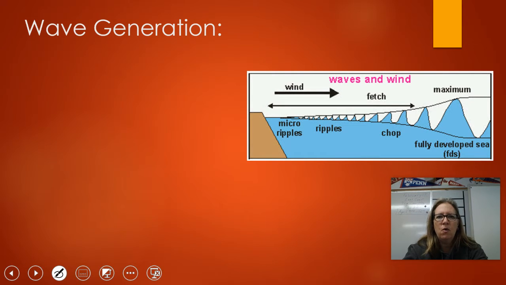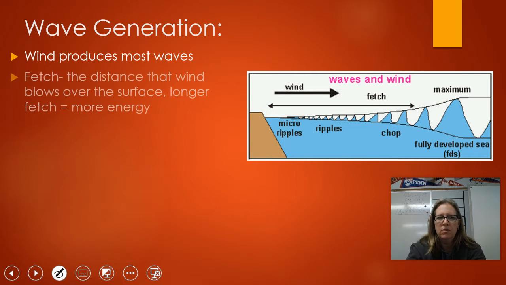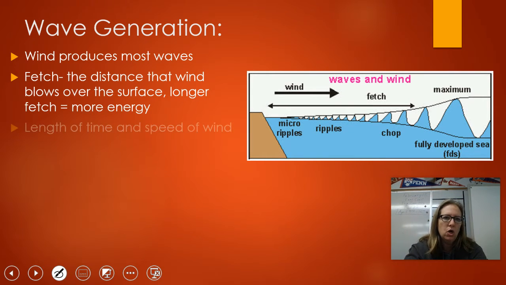So let's talk about how waves are generated, how they're made. Hands down, wind produces most of the waves, okay? Now, there's this thing called fetch, and it's the distance that the wind is actually blowing along the surface of the water. The longer the fetch, the more energy there is, and so you're going to have a bigger wave. So, in general, the windier it is, the choppier the water is. I mean, that makes sense, right? Because the fetch is going to be longer.